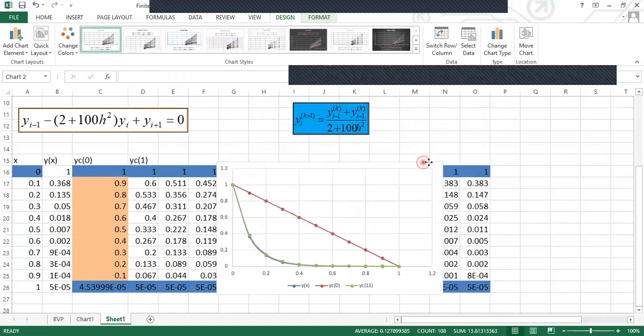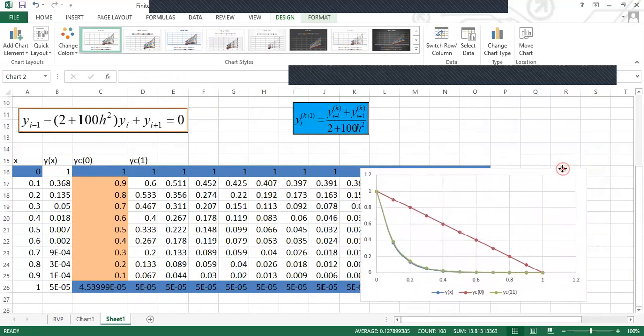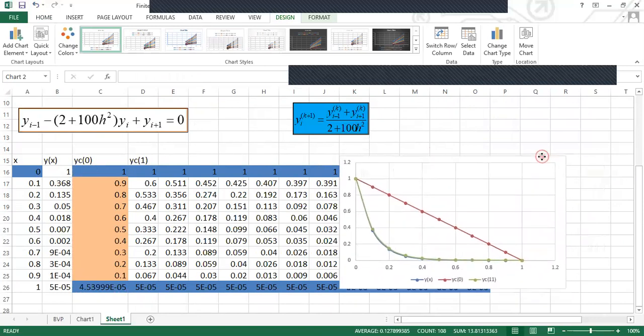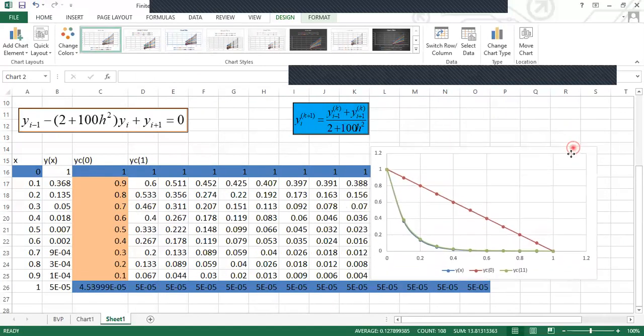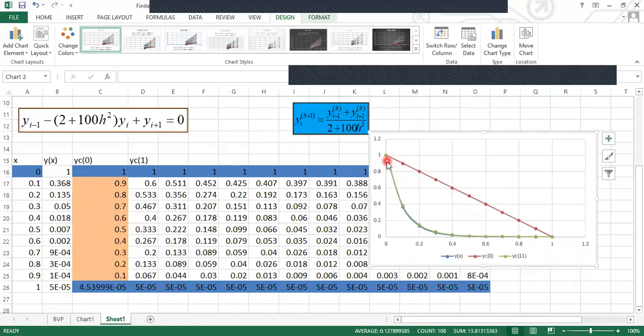So that's the way we can work out the solution of boundary value problem, linear boundary value problem, and we have used the iterative technique. This technique is similar to the Jacobi method that we discussed. So the solution has converged from the red line to the green line, which is very close to the exact solution represented by the blue line.